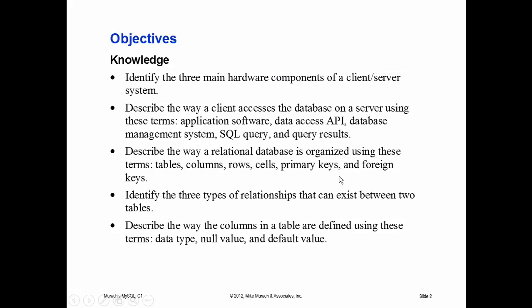So here are our objectives. It's not my goal, as always, to sit there and read to you, but let's just talk about the things that are the most important on here. The third bullet talks about some of the typical jargon that you're going to come across with relational database management systems, those being tables, columns, rows, cells, primary keys, and foreign keys. We will talk about them. We will also get into the three types of relationships that can exist between two different tables, those being one-to-one, one-to-many, and many-to-many.